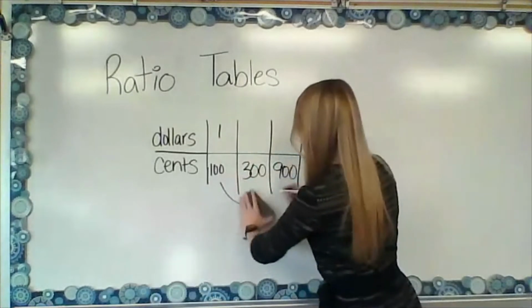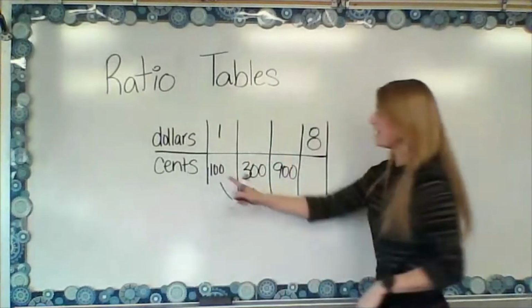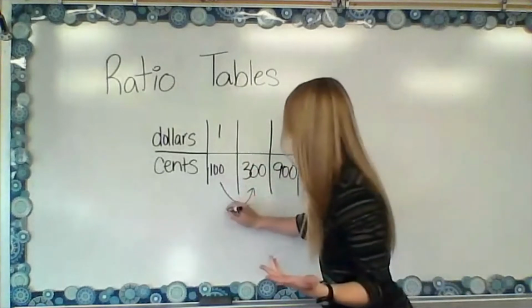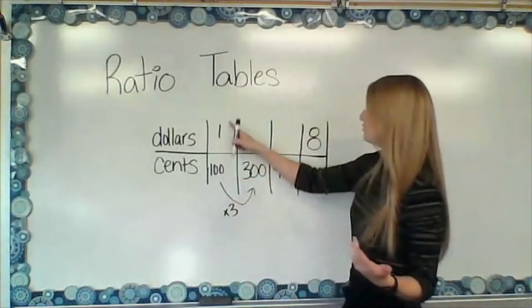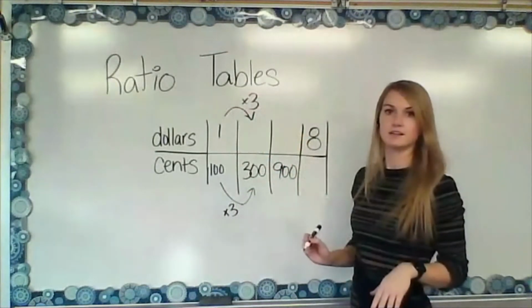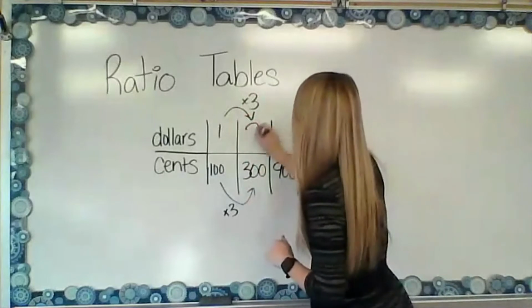That's kind of hard to write arrows. There we go. How do I go from 100 to 300? Times by 3, that's easy. So what do I have to do on the top? Times by 3. 1 times 3 is 3.